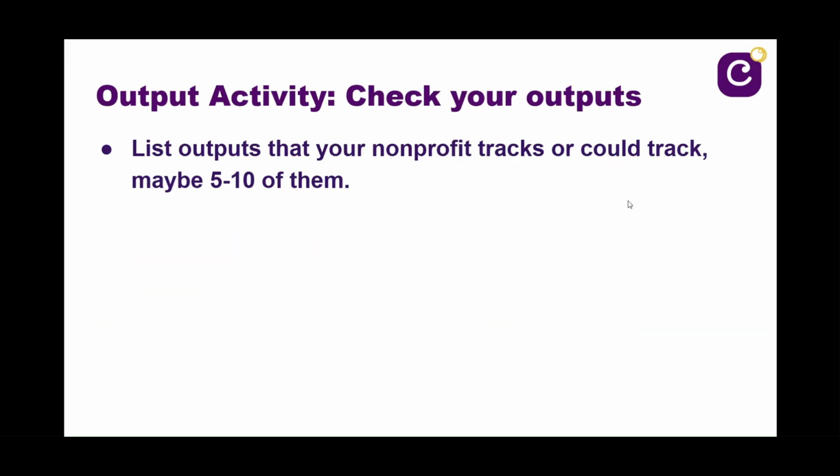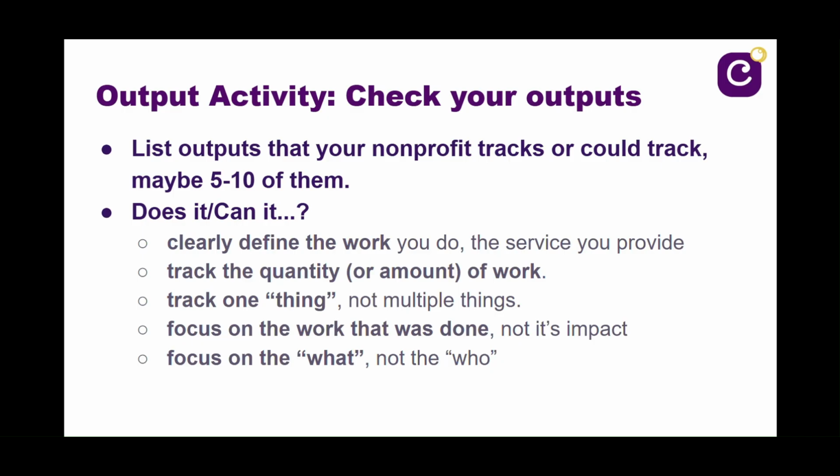At the end of the Defining Outputs video, we asked you to list some of your organization's outputs. And if you haven't watched that video yet, take a minute to do so. Or just list 5 to 10 outputs that your nonprofit tracks or could track right now. Take some time to examine your list of outputs. Are they good outputs? Answer each of these questions about the output you listed.